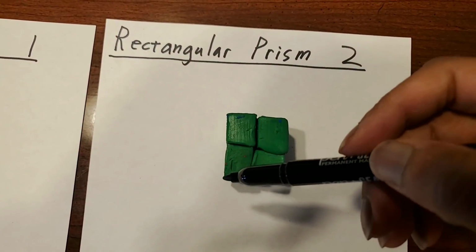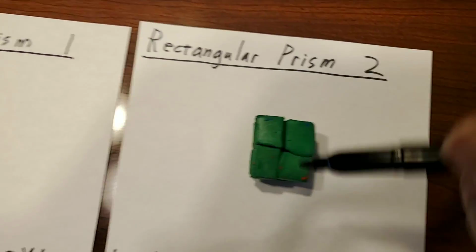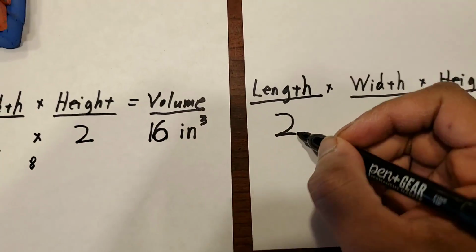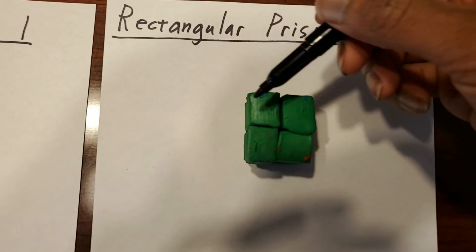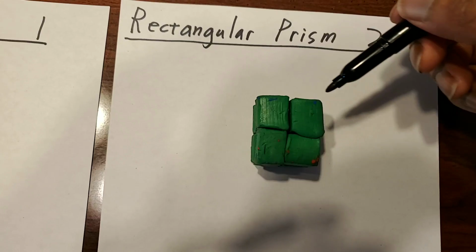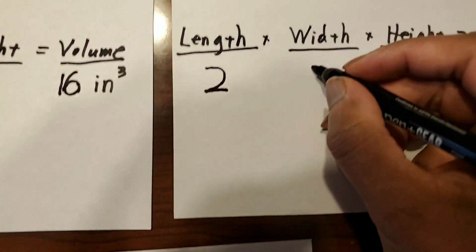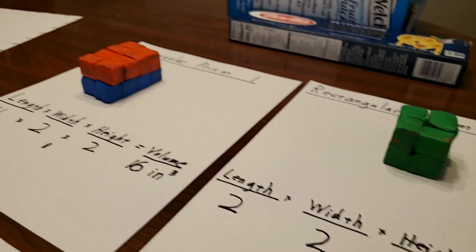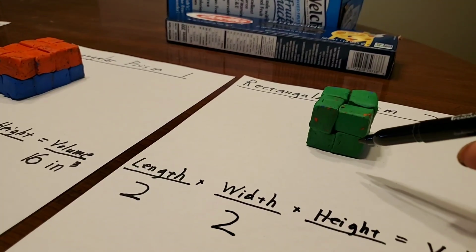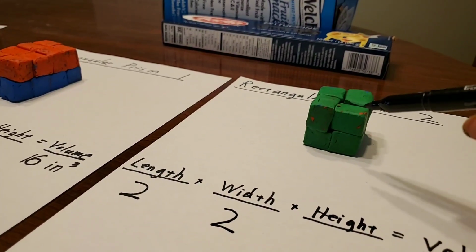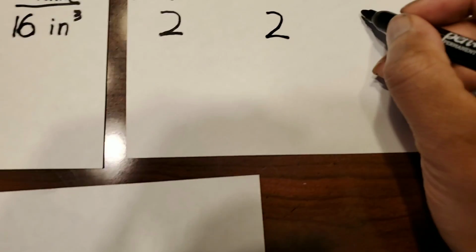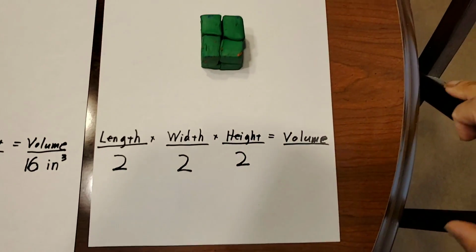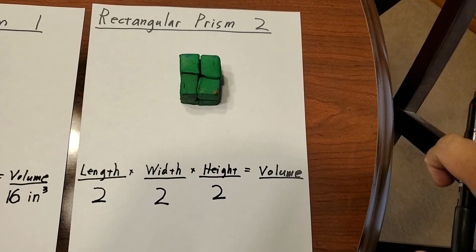What is the length? 1 inch, 2 inches. So it's 2 inches long. What's the width? 1 inch, 2 inches. 2 inches for the width. Let's see what the height is. 1 inch, 2 inches. So this is the size of our second object.